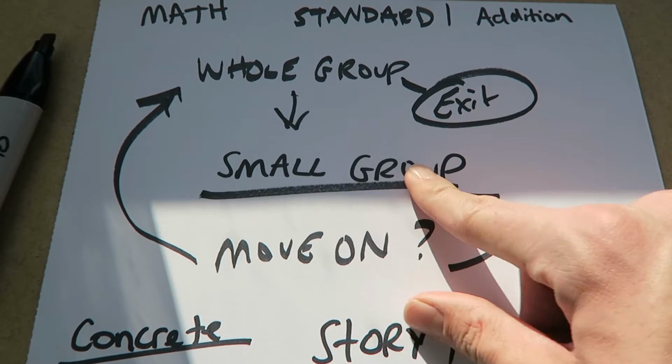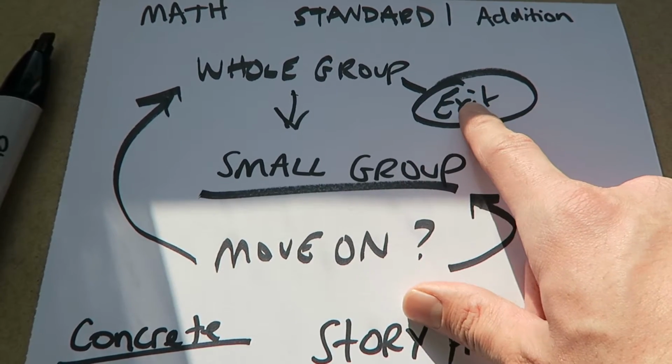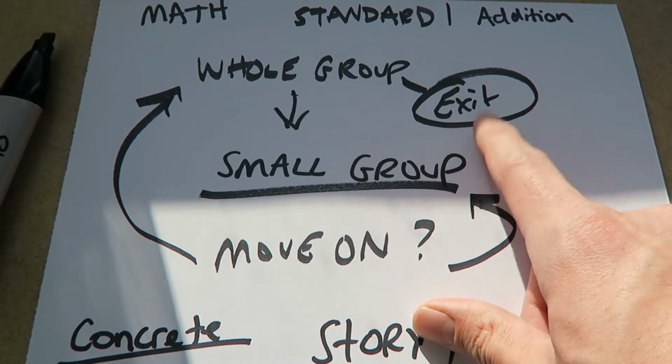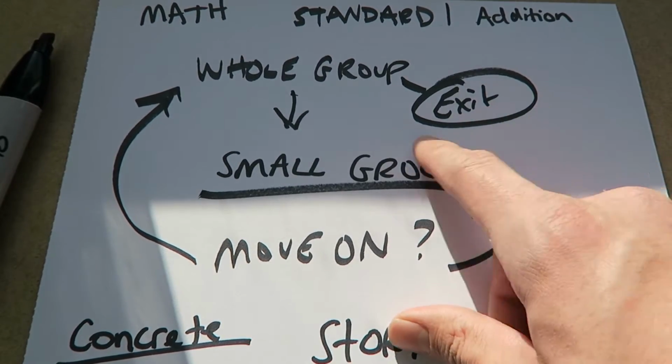The small group instruction, for example, would be maybe you do a small group on kids who really didn't get it at all, and then you do a small group for kids that kind of got it, and then a small group for kids that got it and need to be pushed even harder. So that's the small group instruction.